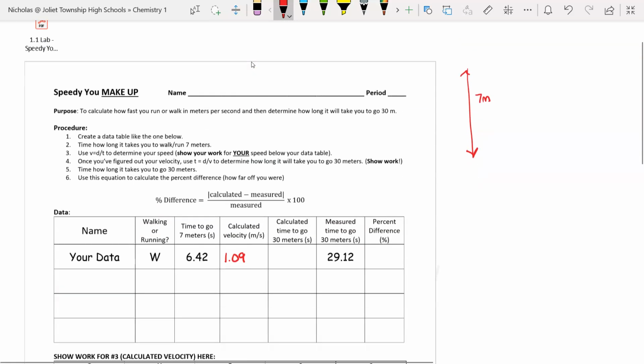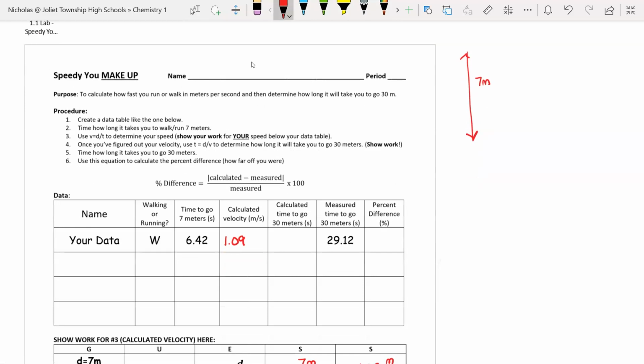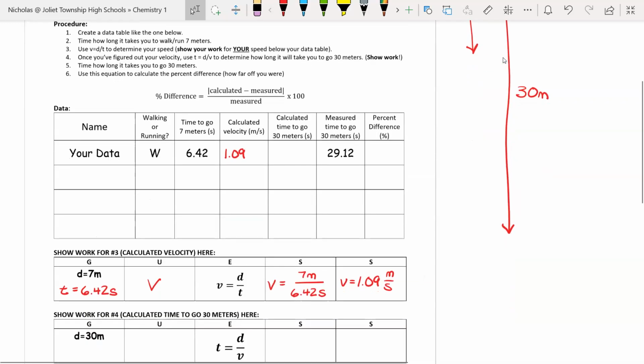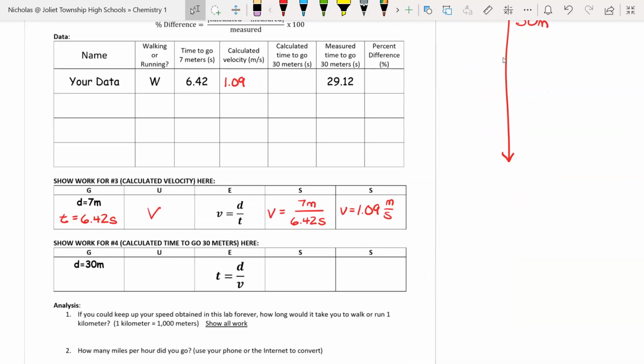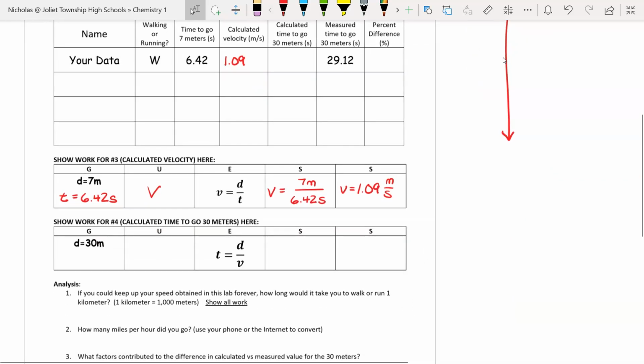Now, the second part of the lab was saying, if we were going 1.09 meters per second for 7 meters, how long would it take us to go 30 meters? This is before we actually did 30 meters. So we can figure that out using some math. Our distance is going to be 30 meters. Our velocity is what we know this time. We're trying to find our time. So our unknown in this case is going to be time.